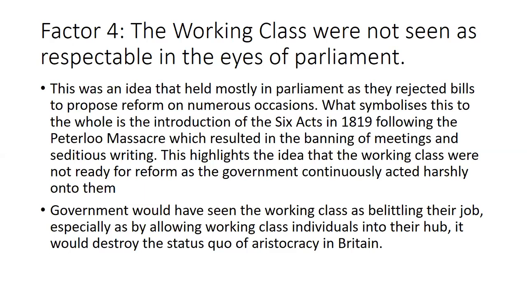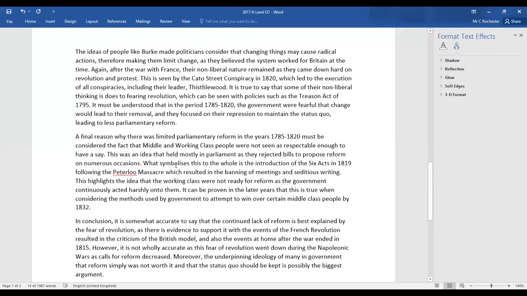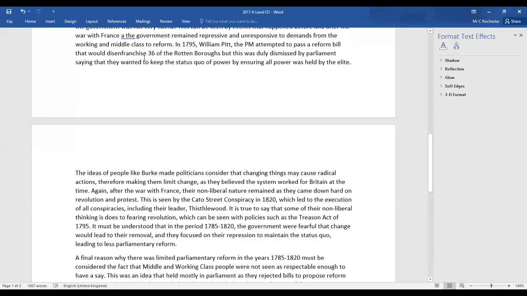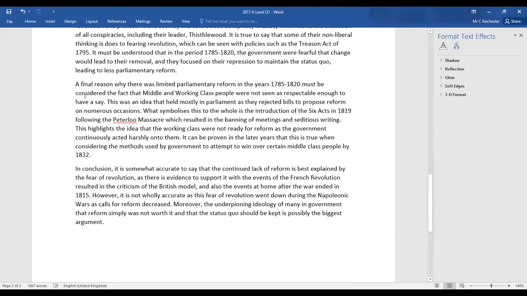That's all you need for this question. And if we go back to the essay, it's not the longest essay in the world. If you have a look at this, the government was not very liberal. It can be seen by events that happened before and after the war with France. Talked about William Pitt trying to disenfranchise rotten boroughs. Then that small paragraph there on the working and middle class not being seen as respectable enough. Obviously, that changed as the middle class developed. Then you've got a conclusion.